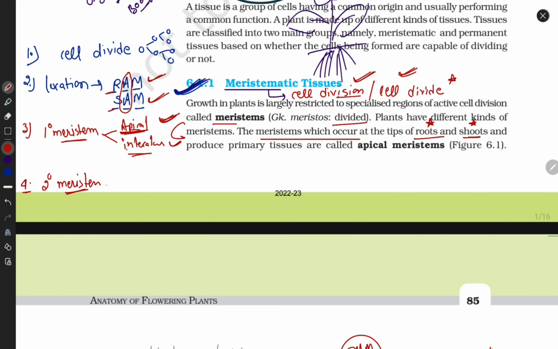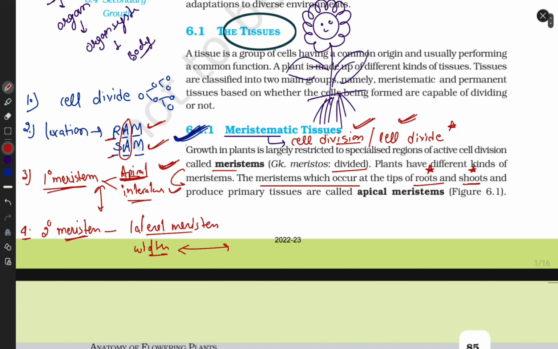Secondary meristematic growth includes one kind of meristem, lateral meristem. They promote what? Width, diameter. The other promotes length. Okay, you have to write this in your examination. This is the statement of properties. You have to understand. So guys, that's all for now in this video on meristematic tissue.